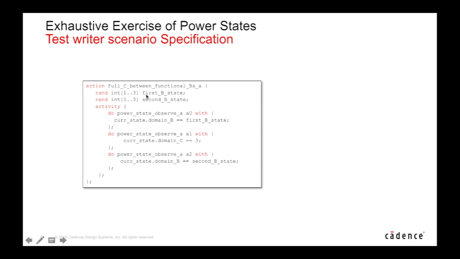You define two parameters. The first is B state, and we want it to be functional, so it's only 1 to 3. And here's the second B state we're going to choose, so it could go from 1 to 3. And here's our activity, and this is where we use the observer. Look at this. We're saying, well, we want first domain B to go to whatever is going to be randomized here. Here's the first functional state of B. Then we're going to take domain C to level 3, and then we're going to take domain B to the second B state. So what is it that we're achieving?